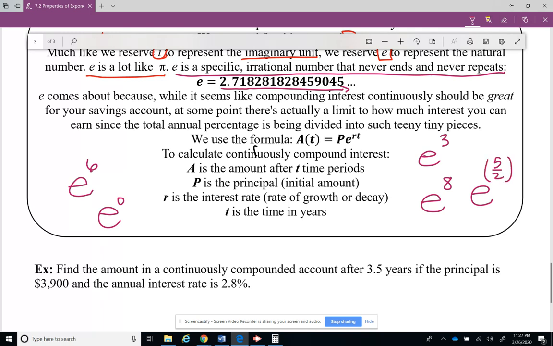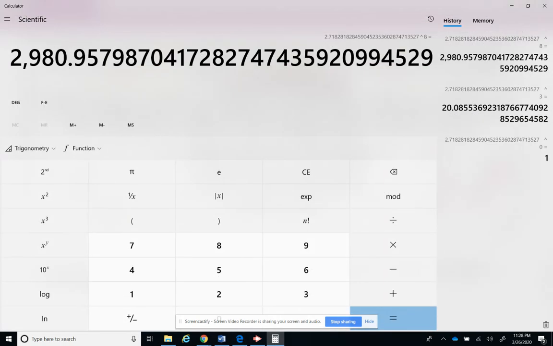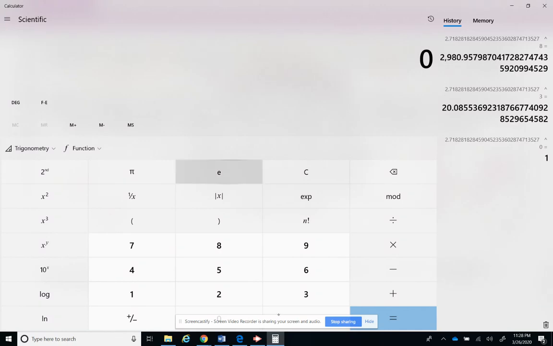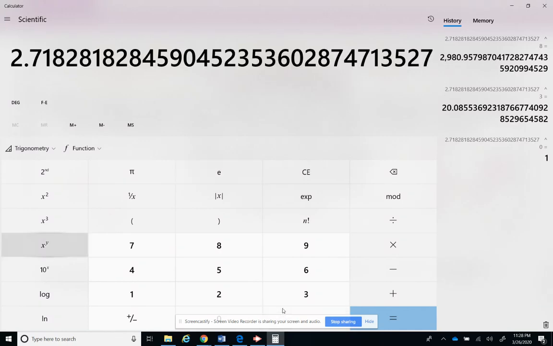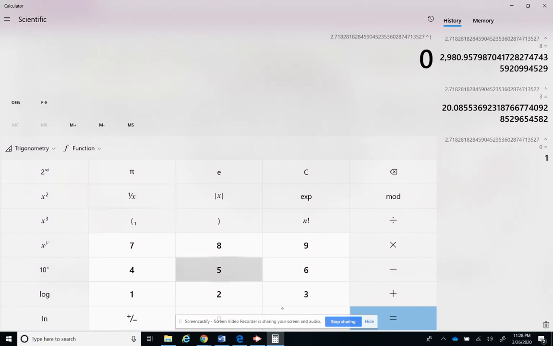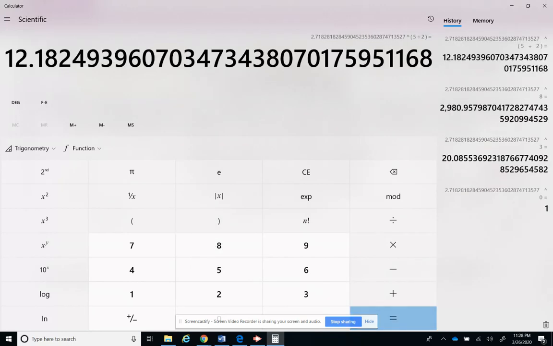And you're going to have to put it in parentheses like I did. All right, so clear it out. Do E. Hover over that button. Hit it. Do parentheses. And do 5 divided by 2. Close your parentheses. And hit the equals button. It should be approximately 12.